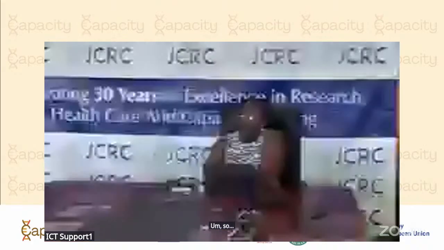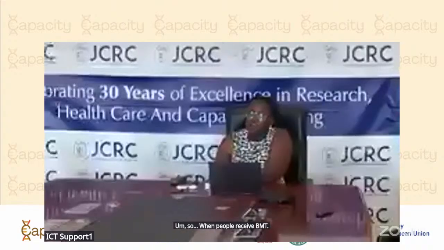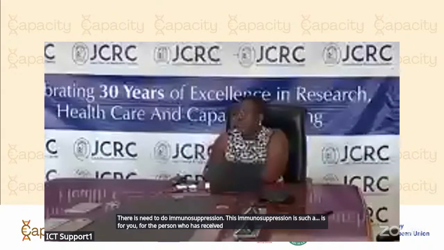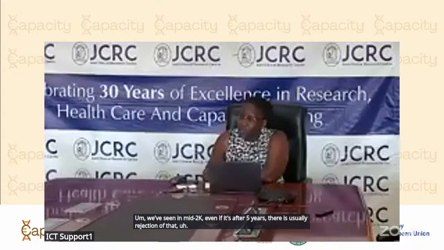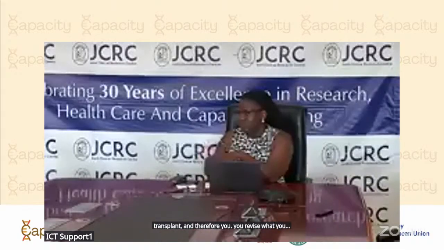So when people receive BMT, there is need to do immunosuppression. This immunosuppression is for the person who has received the BMT, to not reject the transplant. Even if it was a kidney transplant, even if it was a liver transplant, you would be on these immunosuppressants for long. And when they stop taking them, we've seen in literature, even if it's after 5 years, there is usually rejection of that transplant, and therefore you reverse what you had done before.